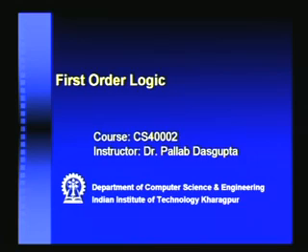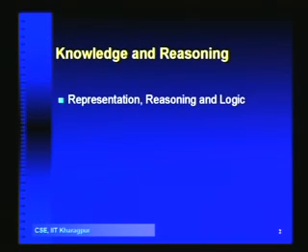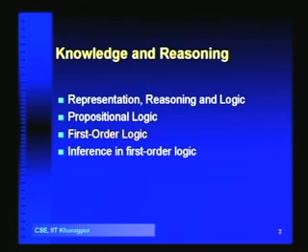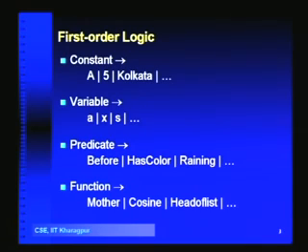what we have done so far is we have seen how to represent a problem in logic. We have seen propositional logic, we will now see first order logic, and then we will finally study how we can do inference in first order logic. Right. So, the difference between first order logic and propositional logic is in the existence of predicates.